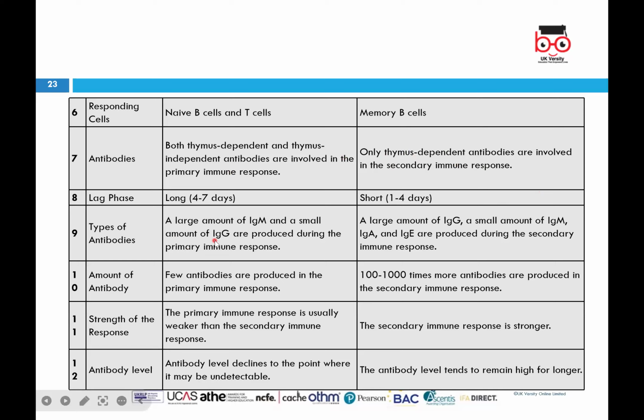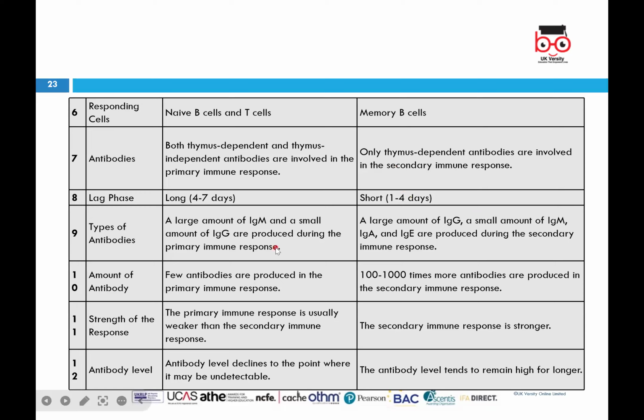Okay, so lag phase, how much time does it take for them to be produced? For the primary response, it's 4 to 7 days. Okay, it's a longer lag phase. Whereas for the secondary response, because they already have memory cells, it's shorter, 1 to 4 days.